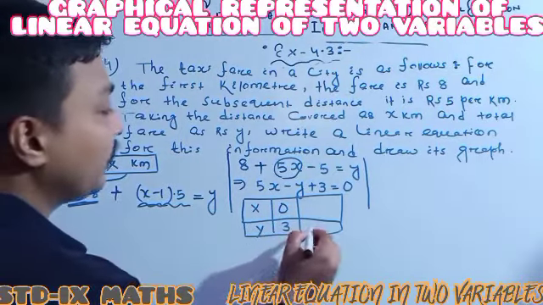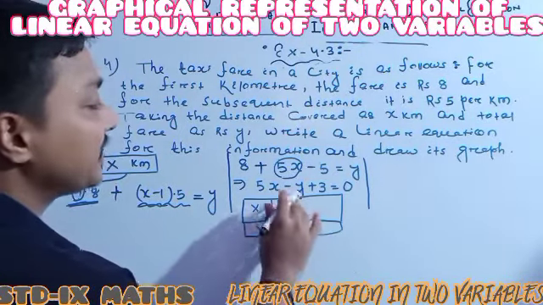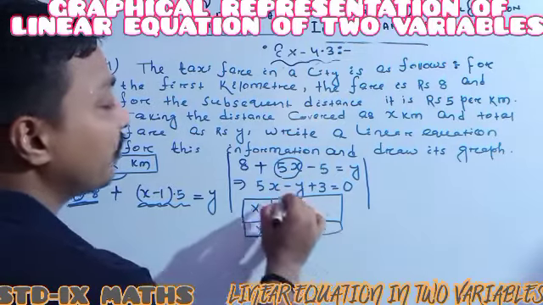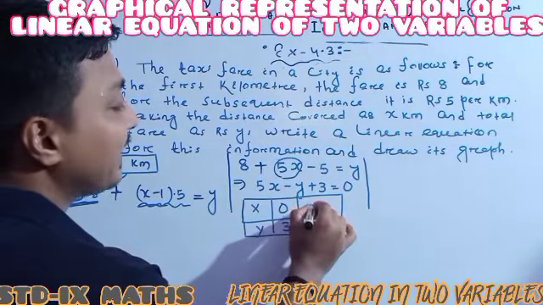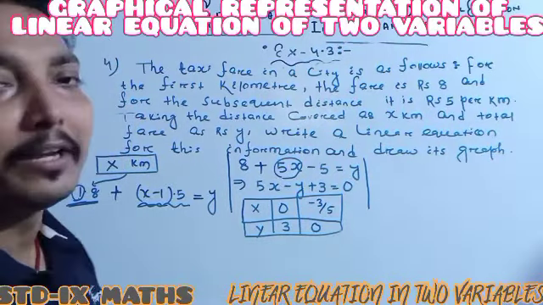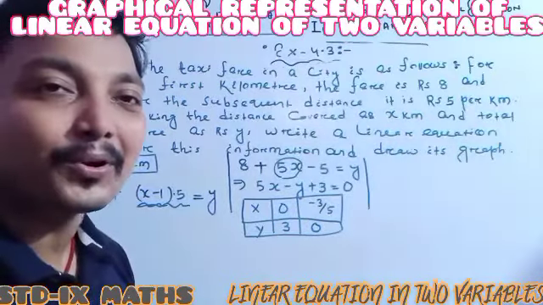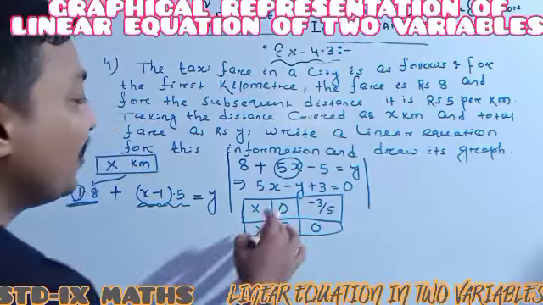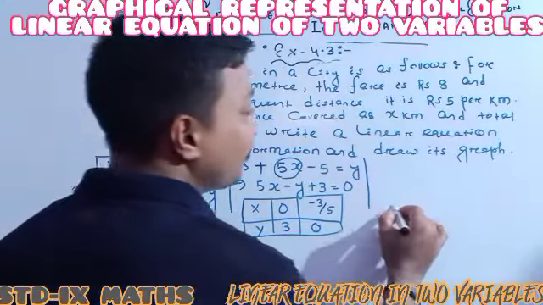And on putting y equal to 0, you will get x equal to minus 3 by 5. As you know, only 2 points are sufficient to draw the graphical representation. One is 0, 3.